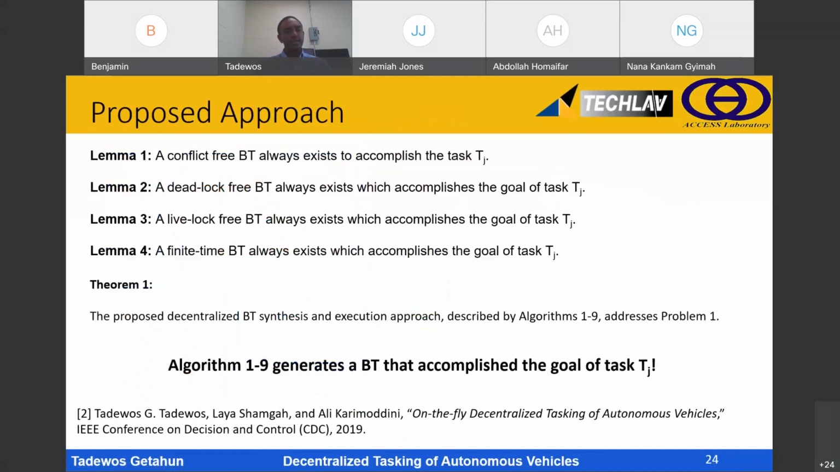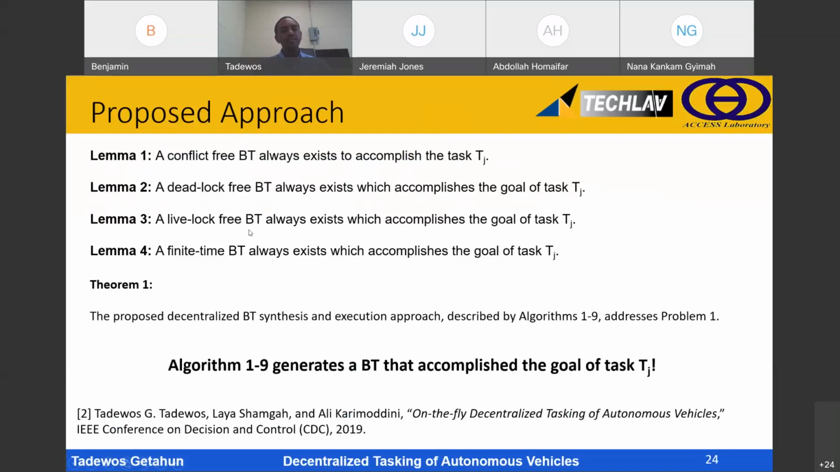To validate our algorithm, we provided 4 lemmas. Lemma: a conflict-free behavior tree always exists because of the algorithm. It is always conflict-free, and we have a deadlock-free BT. It is deadlock-free because, when building the action bank, we can exclude all actions that have cyclic dependencies. The reason why deadlock occurs is cyclic dependency, and we avoid all of them when building the action bank.